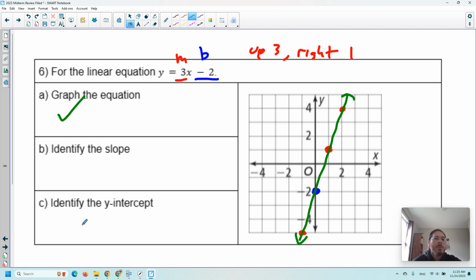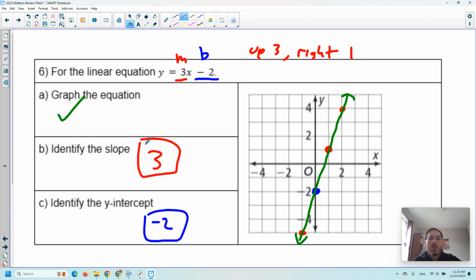And that's going to be all good. Part B, identify the slope. Well, we already did that. It's 3. Part C, identify the y-intercept. We already did that too. It's -2. So nice and easy. So there we go.